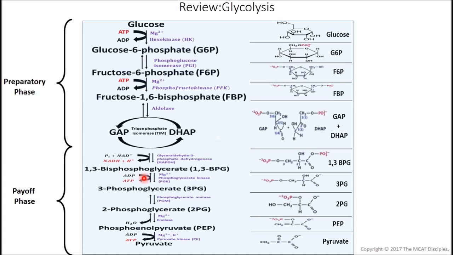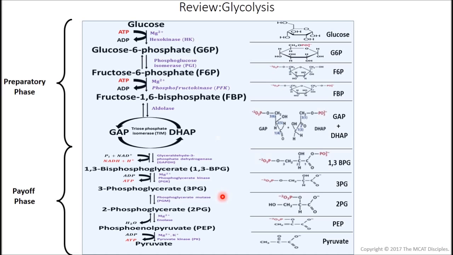It formed 1,3-bisphosphoglycerate. That means you added a phosphate. You need to get that from somewhere. That's coming from inorganic phosphate. And it's a dehydrogenase, so you better be forming an NADH or a flavin compound. In this case, it's NADH. 1,3-bisphosphoglycerate goes via phosphoglycerate kinase to form 3-phosphoglycerate.